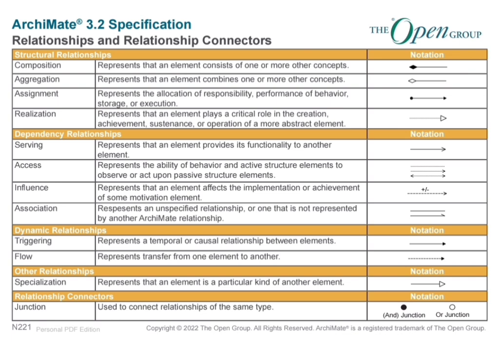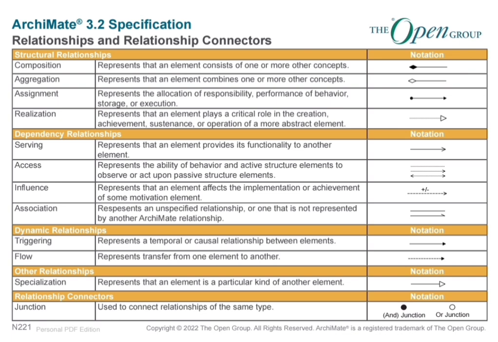Got it. And then there's assignment. Yes, assignment. That's about allocating responsibility or performance, like a specific user role being assigned to carry out a business process. And realization. You mentioned that one being important. Very important. It shows how something more concrete, more detailed, actually brings to life or implements something more abstract. Like software realizing a function. Exactly. Or a business process realizing a business service that's offered to a customer. It links the abstract to the concrete.